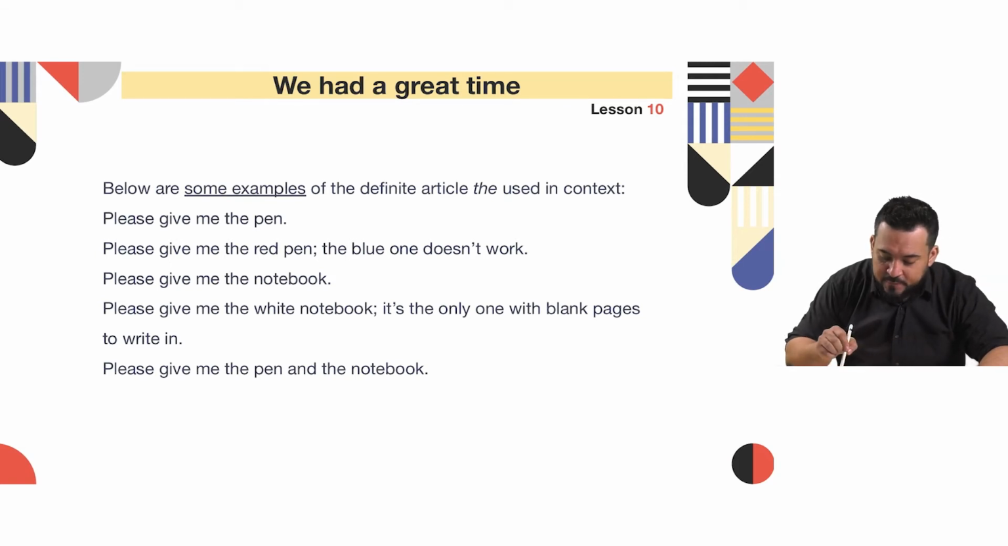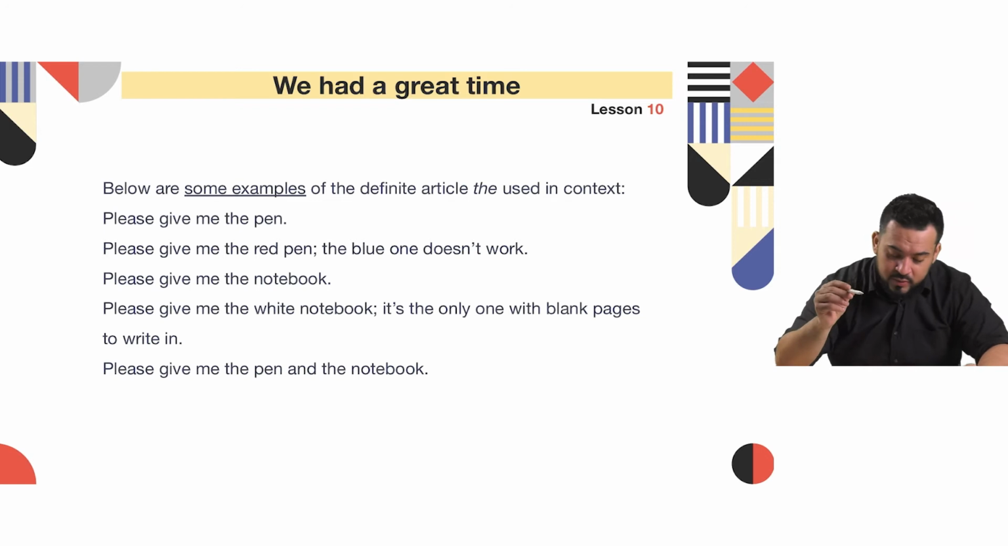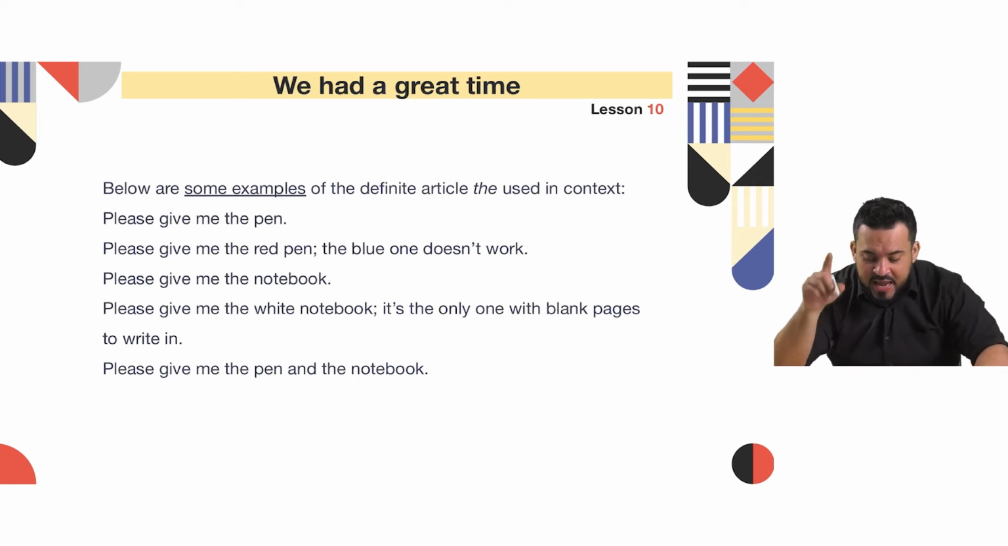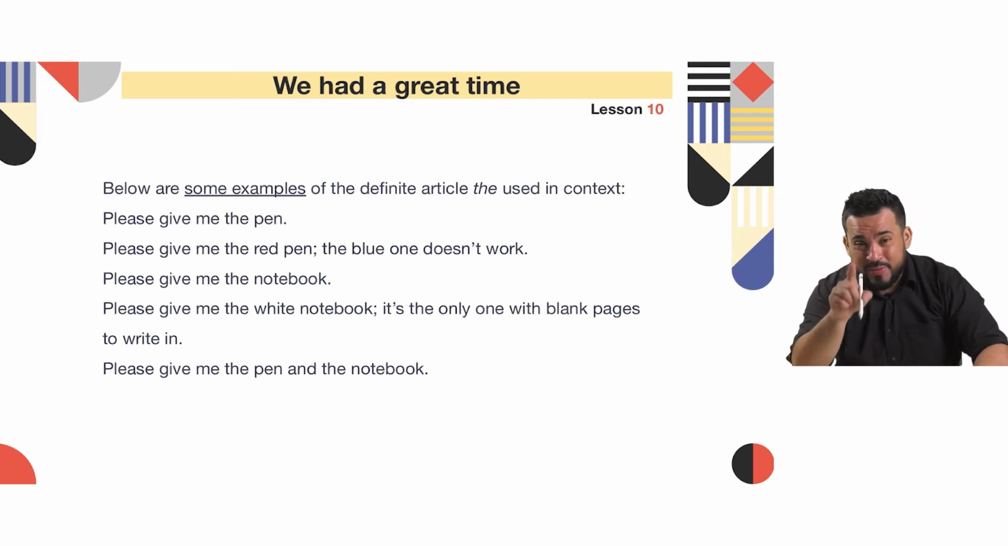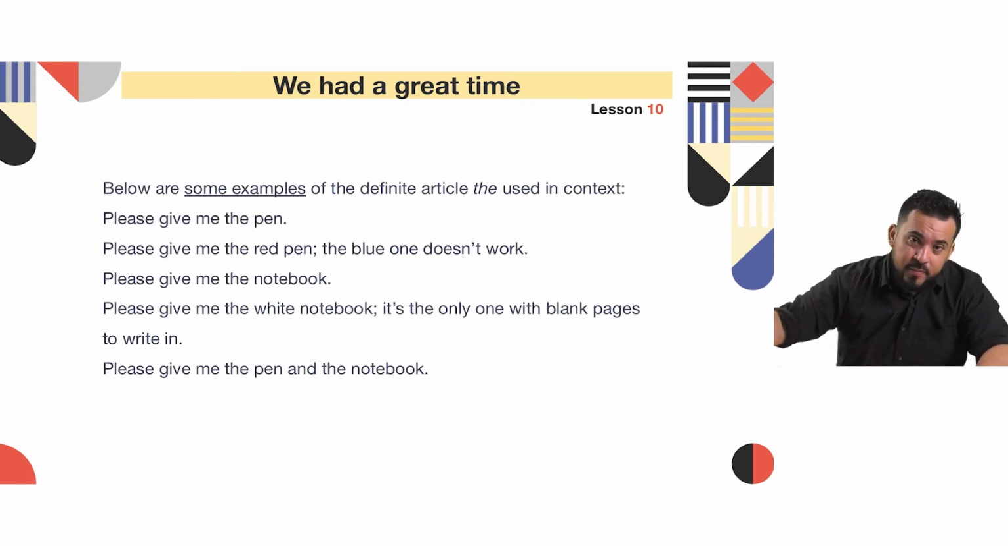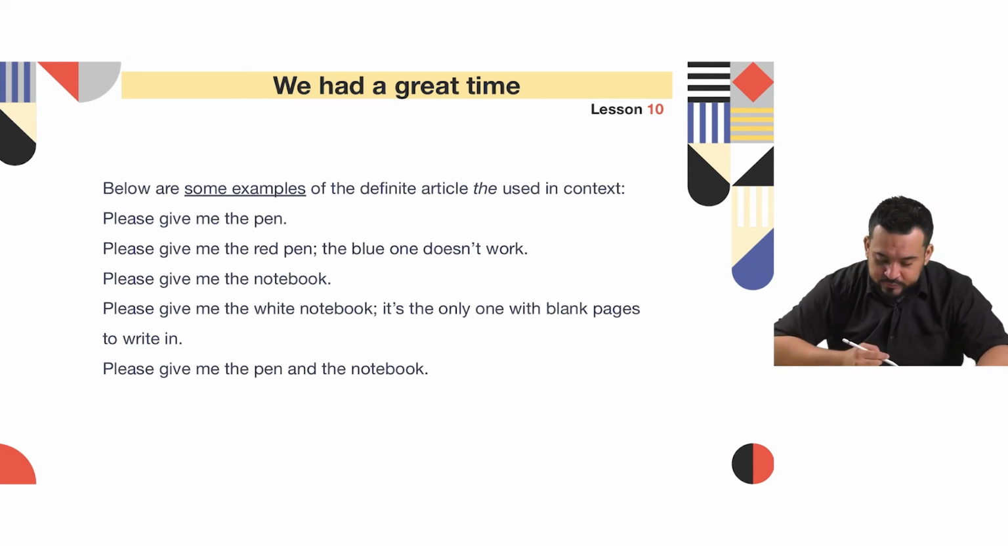Let's see some examples of the definite article the used in context. Please give me the pen. It means a specific pen, not just any pen, the pen. Please give me the red pen or the blue pen. Please give me the red pen. The blue pen doesn't work. So again, a specific pen. Please give me the red pen because the blue pen doesn't work. Not just any pen. I want the red pen.